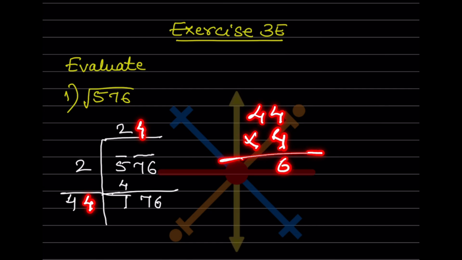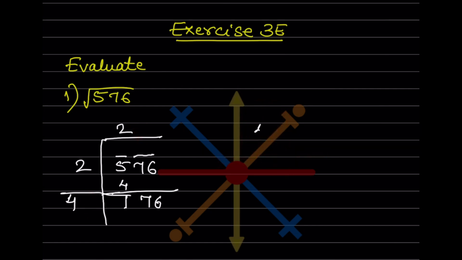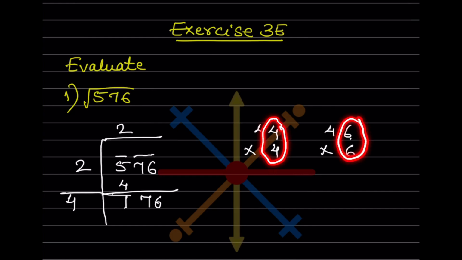What should that be? I'll write it here, this is the rough work: 44 into 4, and we will write here 46 into 6, because this unit place is 6, so here also should be 6. Whatever the unit place, the same number you are going to repeat. This is a very important step. So that is going to be 176. So we don't have to look for 46.